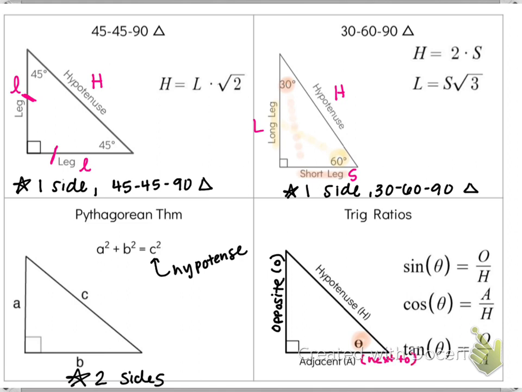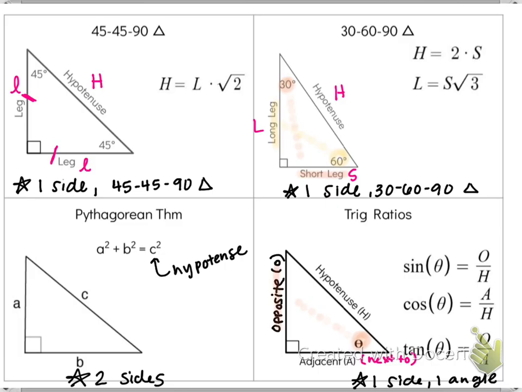All right, now the requirements for this one is just going to be that you need one side and one angle. Now, when I say one angle, I don't mean the 90-degree angle. I need a different angle that's not 90. To label it, you're just going to look at that theta. Opposite is going to be right in front of. That's where you would put opposite.